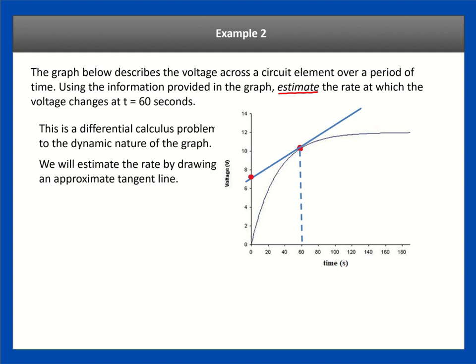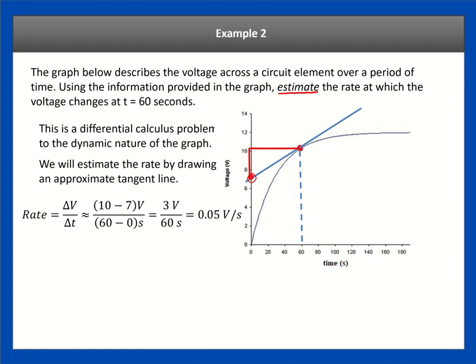So let's pick that point right there as the second point, this point on the y-axis here. And let's say that's about 7, so it's about 7 volts for the voltage. If I find the slope of that and calculate the rate, that's going to be the change in voltage over change in time. The change in voltage is from 7 volts to 10 volts, so 10 minus 7, and then from 0 seconds to 60 seconds, so 60 minus 0. And so the estimation is about 0.05 volts per second.